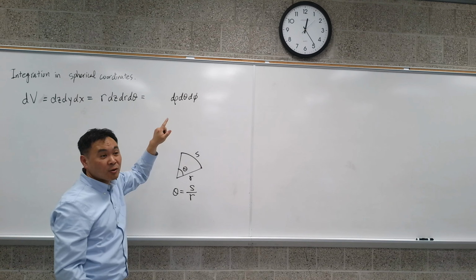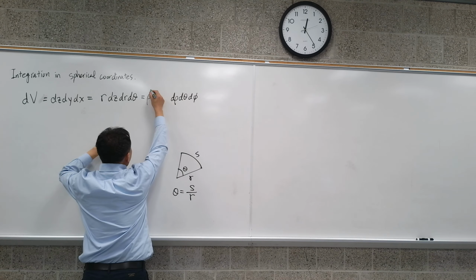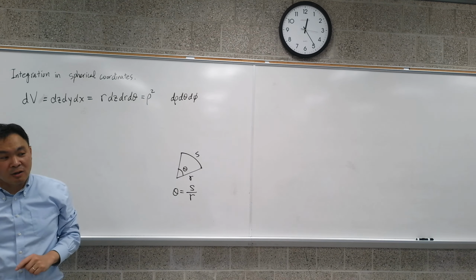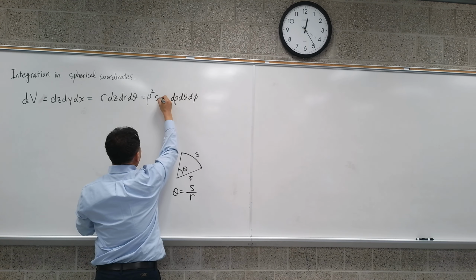So your first thought might be, oh, should we do rho squared? Because that's the one that has length here, right? But it turns out that you need one more, which is that you need sine phi.